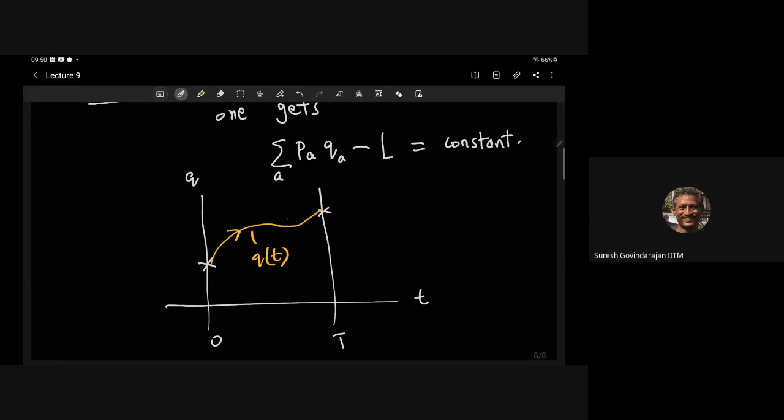We know it starts from here and goes here, but we don't know how it goes. So that's why it's called giving the time evolution or the dynamics. If you knew this, there's no computation needed, right?